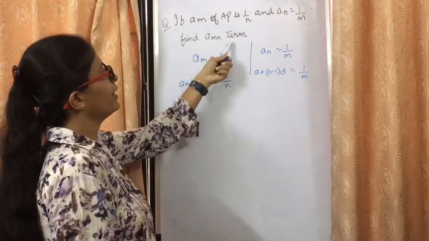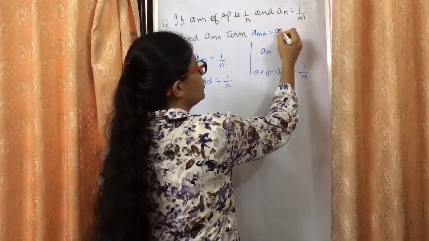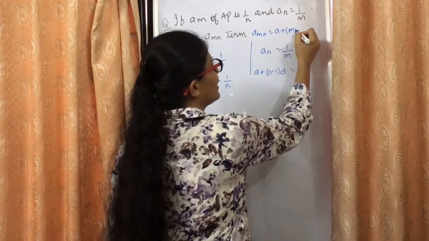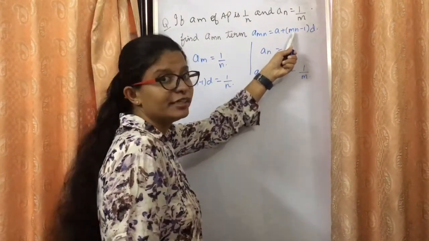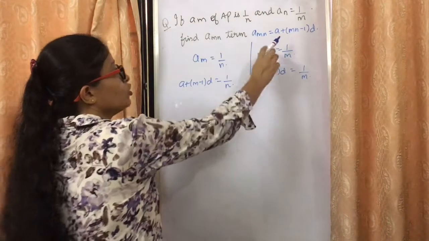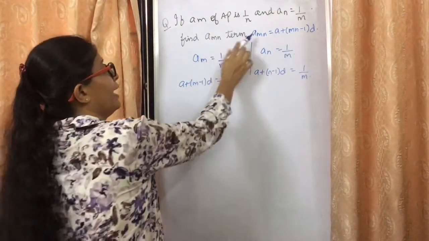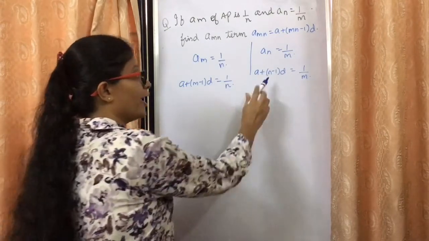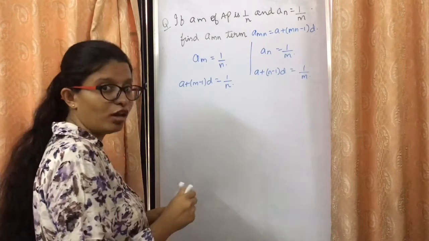We are asked for amn. What can amn be? I can write amn as a plus mn minus 1 into d, because the term asked is nothing but the term minus 1. We can write it like this, but for that, a and d must be known, only then can we find the amn term. Where will we get a and d from? From these two equations. So how can we solve this? We can solve this simultaneously.